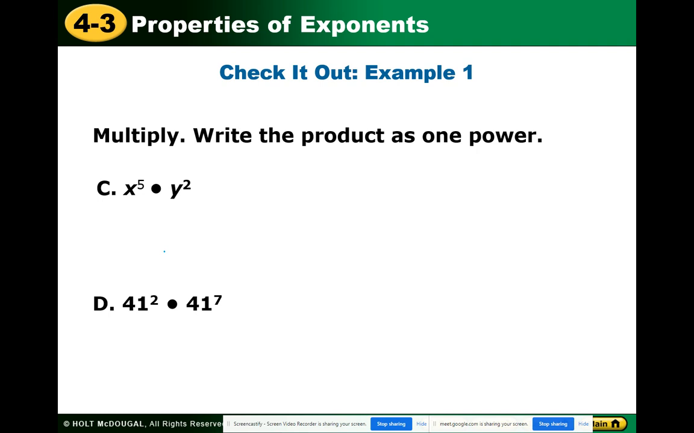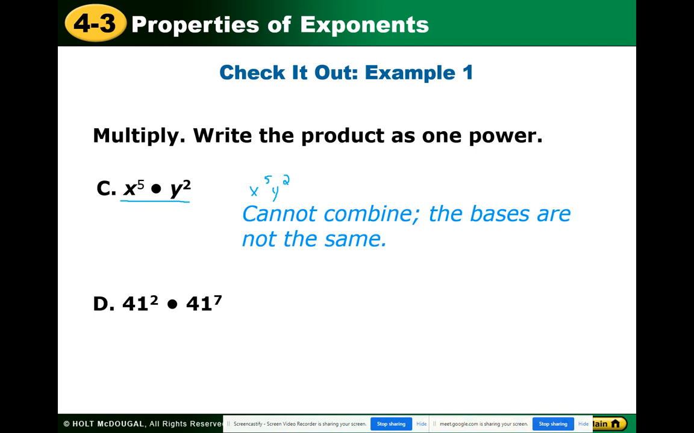Let's come back to Bruce. Bruce. So as we look at C, x to the fifth, y to the second, are the bases the same, Bruce? No? All right. Well, if the bases aren't the same, then we can just rewrite them like this: x to the fifth, y to the second, and we're good to go. Oh, they cannot be combined. The bases are not the same. All right. So we rewrite them there.